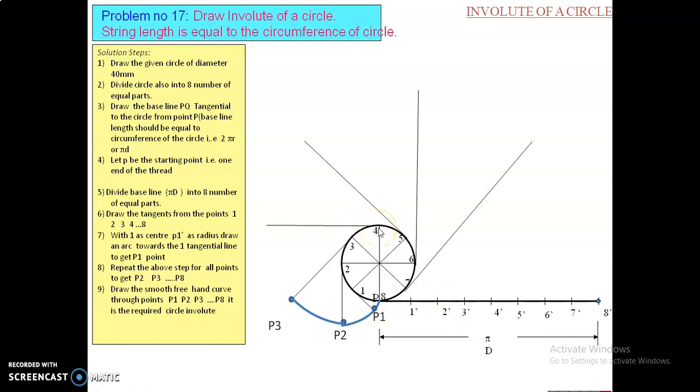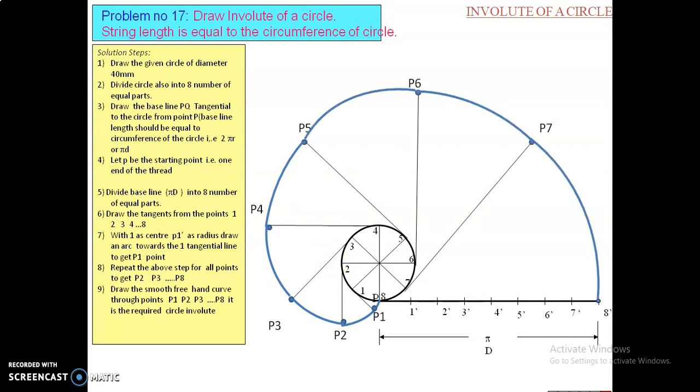If the center is 4, the radius is P4 dash. If the center is 5, the radius is P5 dash. If we draw arcs like this, you will get intersecting points P4, P5, P6, and so on, P7, P8. So this is a circle involute. I hope you understand.